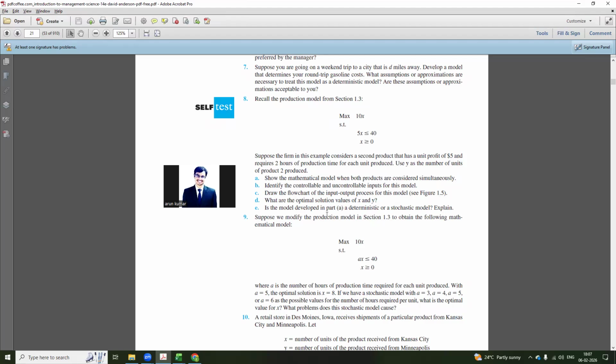And here in this question, suppose the firm in this example considers a second product that has a unit profit of $5 and requires 2 hours of production time for each unit produced. Use y as the number of units of product 2 produced. Then we have 5 parts in this question, and we need to solve them all.